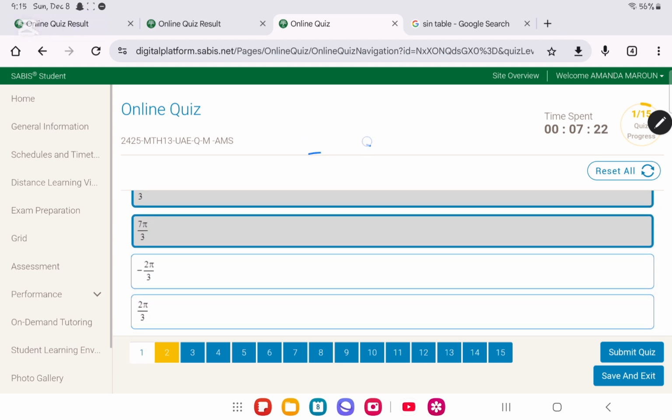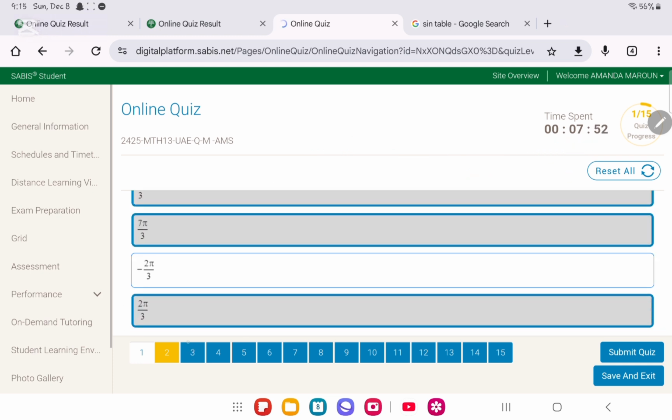If we try this one, minus 2 pi over 3, we are going to get minus 360 divided by 3, which is minus 120. Minus 120 was not an option. And then finally 2 pi over 3, substitute the pi by 180, so that gives us 360 divided by 3, which is 120. So yes, it was an option.